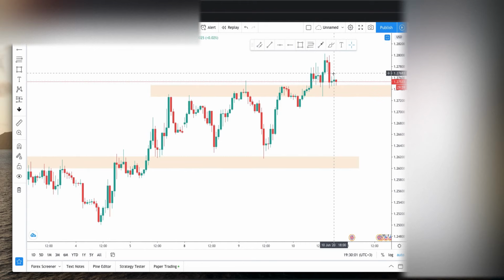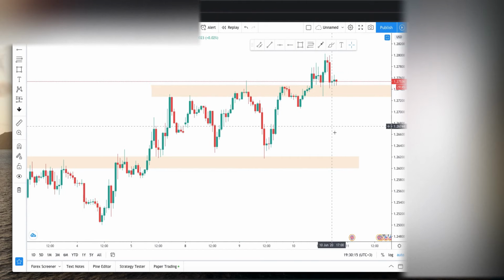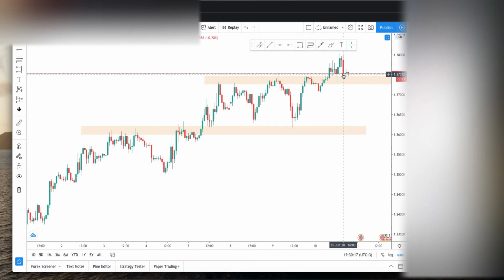This one I'm not so sure about, because I know there were some rejections over here, so this was also a resistance, which should have been a support, but the market broke through. So I'm not really sure about this one. Okay, so I'm just gonna wait and see what happens.